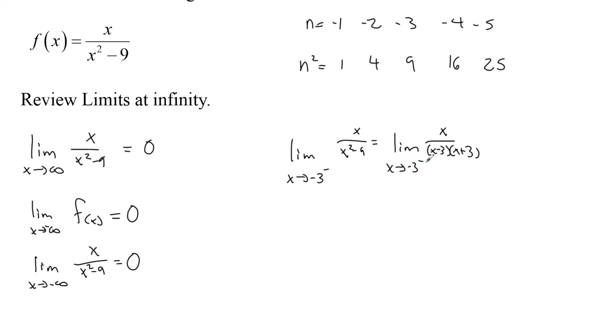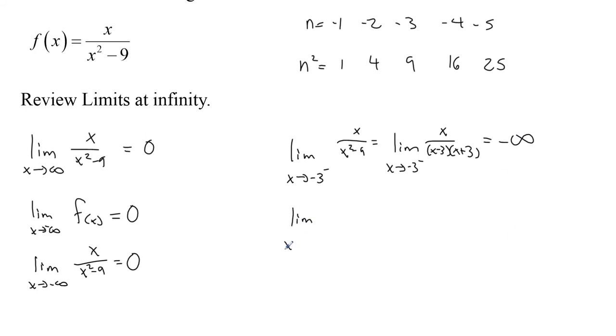So if I come in from the left, so I'm something real close to negative 3, the magnitude's bigger than 3. So it'd be like negative 3.1, let's say. So negative 3.1 minus 3 is going to be a negative number, negative 6. Negative 3.1 plus 3 is still going to be a negative number. And so negative times a negative would be a positive. So I've got a positive number on the bottom and a negative number on the top. So negative divided by a positive, this is going to go to negative infinity.